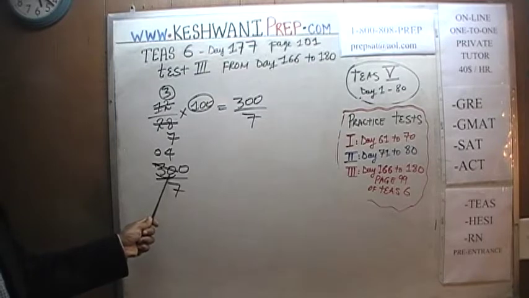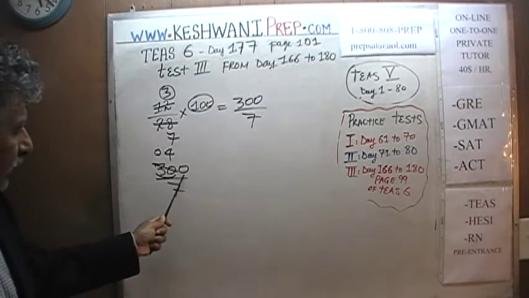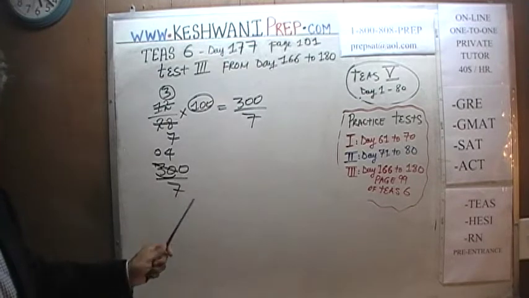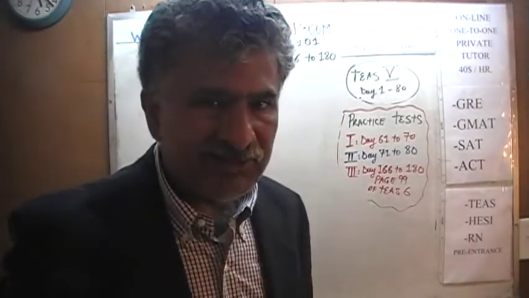After we take away 28 from 30, we have a remainder of 2. What happens to that 2? That 2 goes and joins the 0 and becomes a 20. How many 7s does 20 have? Well, 20 doesn't quite have 3 sevens. 20 is more than 2 sevens, but less than 3.